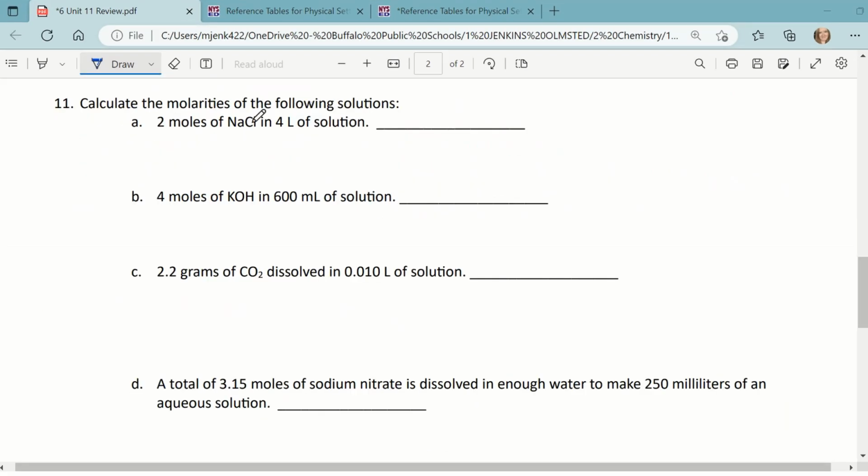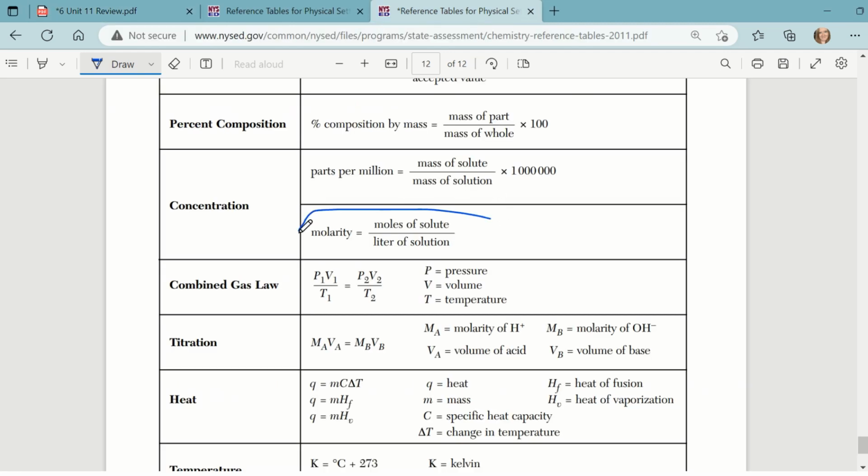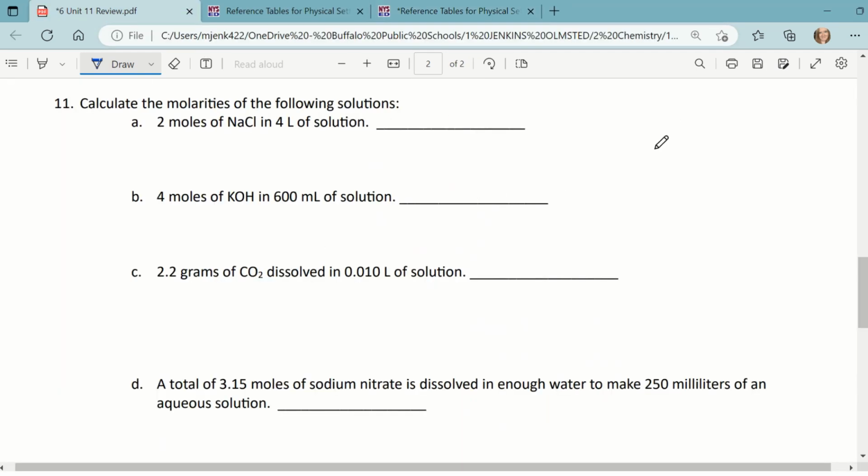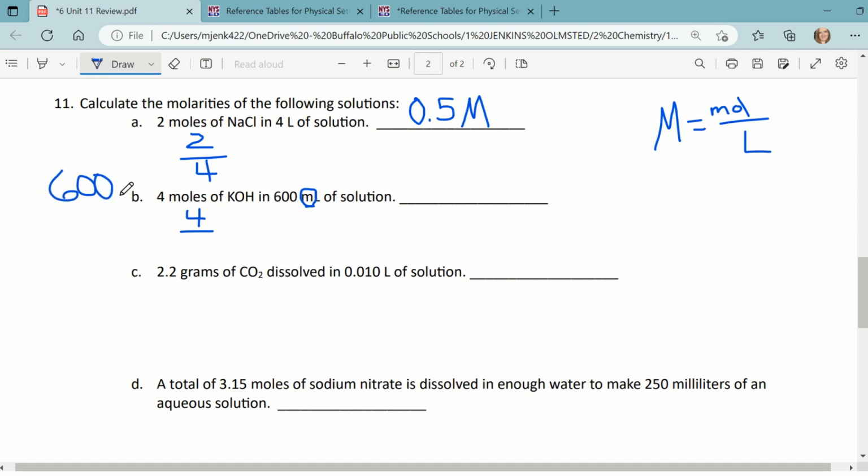Alright, so calculate the molarities for the following solutions. So here is the molarity formula. So molarity, that's its symbol, equals moles of solute over liters of solution. Do that in a calculator, 0.5 molar. Moles of solute divided by, this is milliliters, so 600 milliliters, right? To change it to liters, I take the decimal and I move it 1, 2, 3.